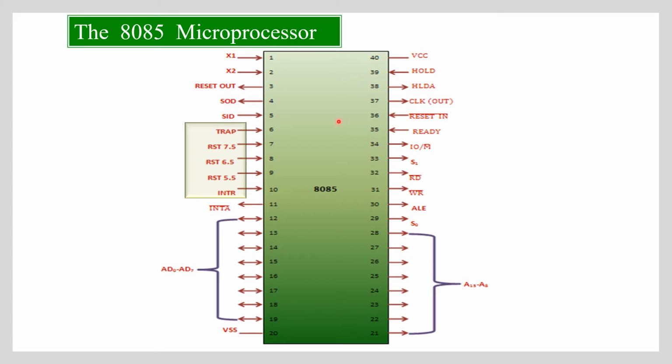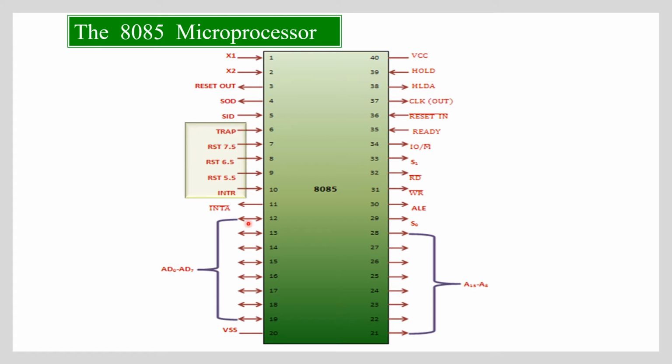So we were doing the pin diagram of 8085 microprocessor. We started with the first 20 pins. Out of that we have seen X1, X2, a crystal is connected at X1 and X2. Reset out to reset the microprocessor and the peripheral devices. SOD serial out data, SID serial input data.